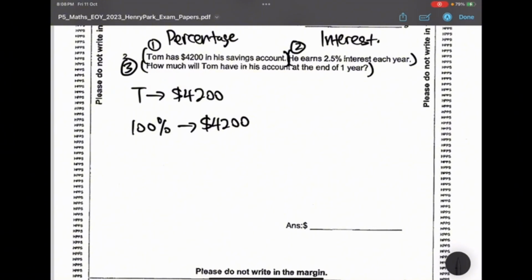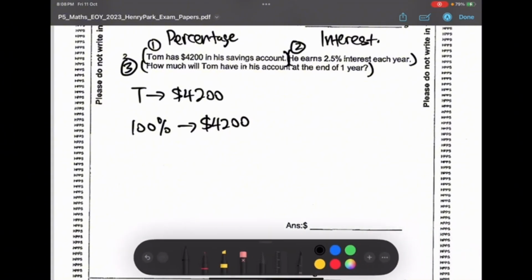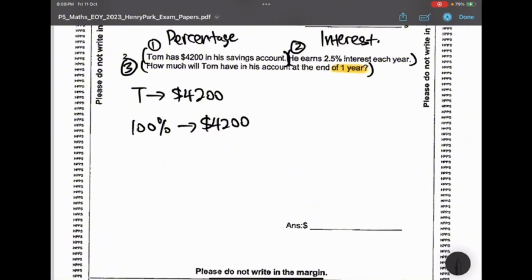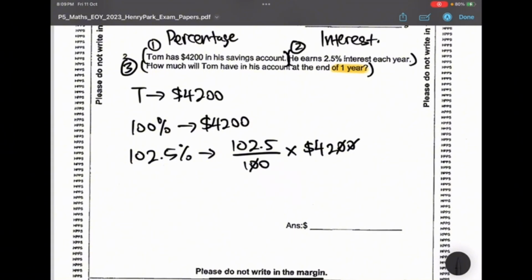Now moving on to sentence number 3, the main question. Let's read it. How much will Tom have in his account at the end of 1 year? Alright, we want to focus on this 1 year over here. At the end of 1 year, what would the total percentage be inside his savings account? Alright, if there is an addition of 2.5%, the total would be 102.5%. And to find that, we just have to take 102.5 over 100 multiplied by 4,200. Alright, cancelling the zeros. Multiplying 102.5 by 42, I would get an answer of $4,305, and this is your answer for question number 2.